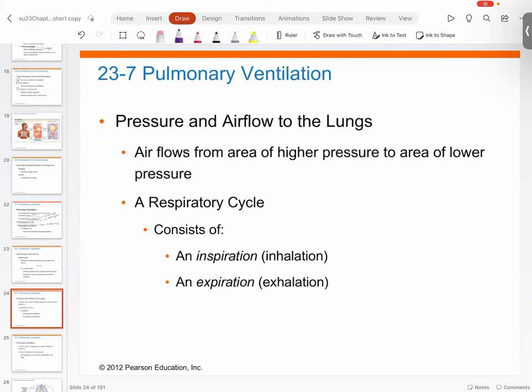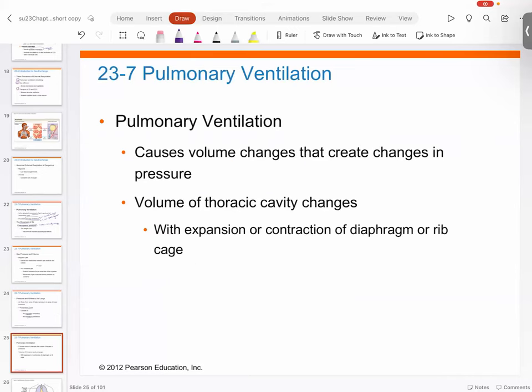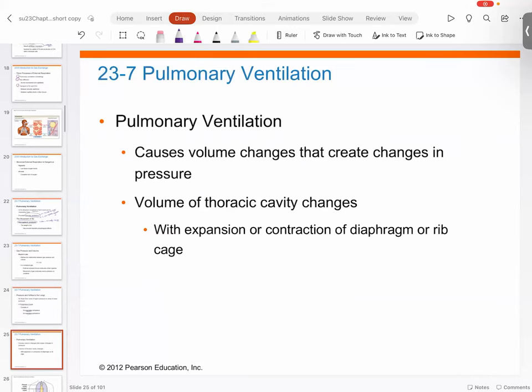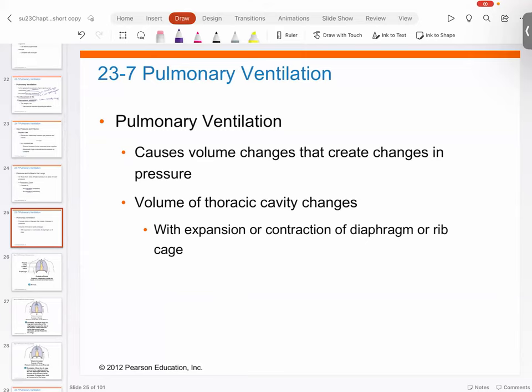So the first thing we're going to do is take a look at our respiratory cycle. We're going to take a look at inspiration and expiration. So the inhalation, inhale, exhale. We're going to take a look at both of those. Now, what do we do? The way that we inhale is by manipulating pressures. That's what we do. So how do we do that? Easy. We make use of Boyle's law.